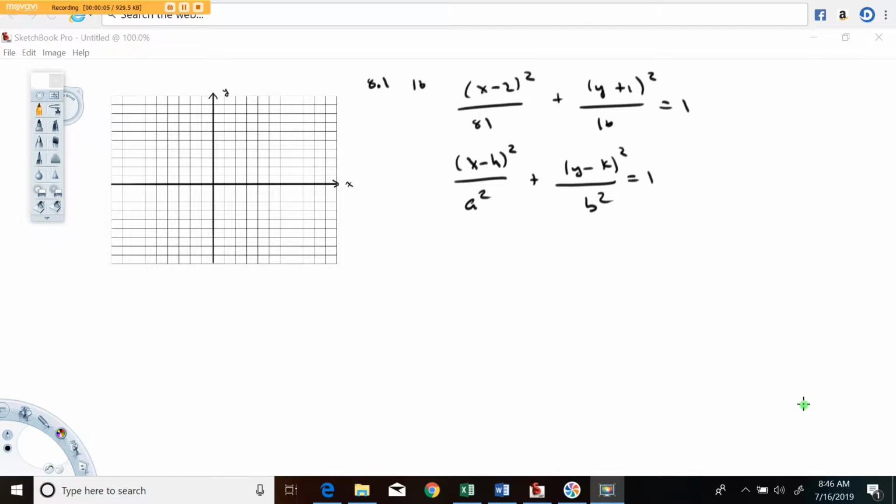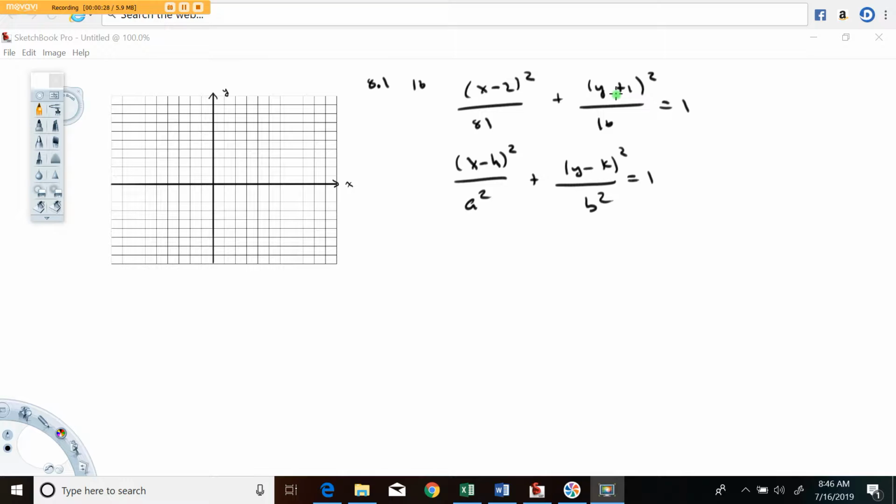I'm making this video to provide an example of how to sketch an ellipse and how to find the coordinates of the foci. So what we're looking at here is number 16, section 8.1 in the OpenStax College Algebra text: (x minus 2) squared over 81, plus (y plus 1) squared over 16 equals 1.